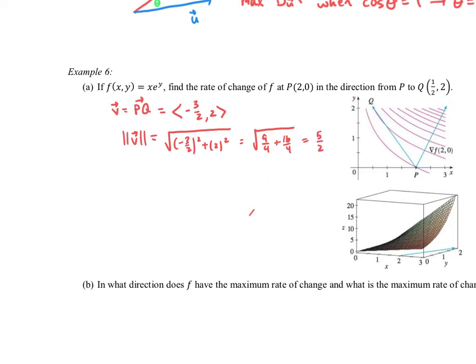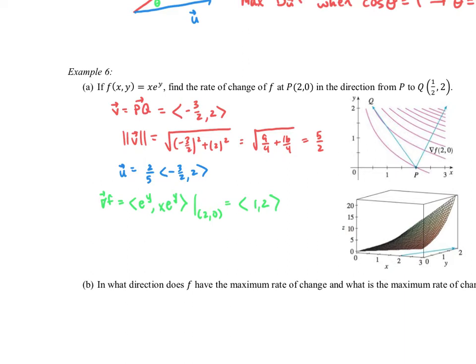All right, so our unit vector that we're searching for is going to be 2/5, because we're dividing by that, times the vector <-3/2, 2>. Okay, and then our next step is that we want to calculate the gradient. So the gradient vector of f will be <e to the y, x e to the y>. And again, we're going to evaluate this at (2, 0), because that's the point that we're analyzing here. So that gradient vector is <1, 2>.